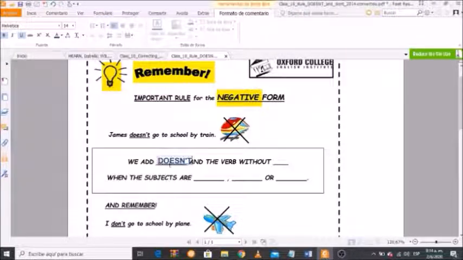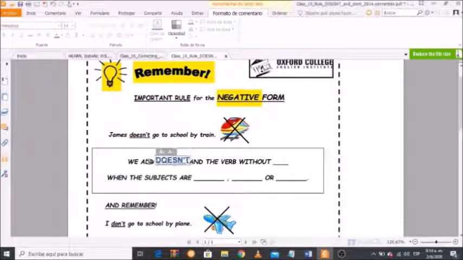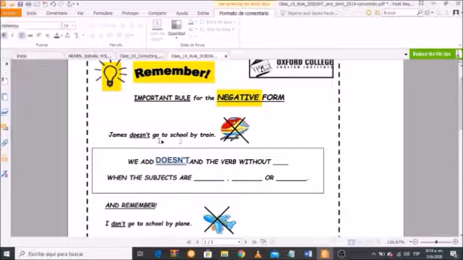We add doesn't. Usamos la palabra doesn't. Add significa agregar. We add doesn't and the verb without... And pay attention to the verb here. Presten atención al verbo en esta oración.